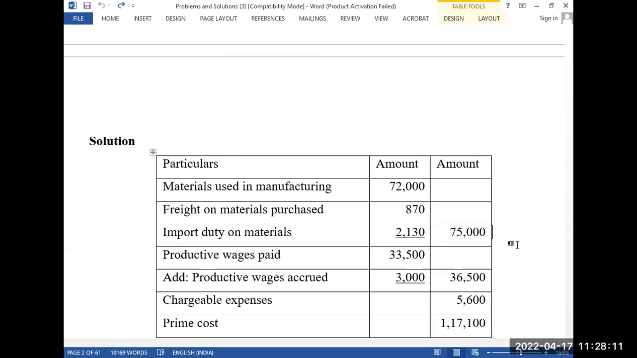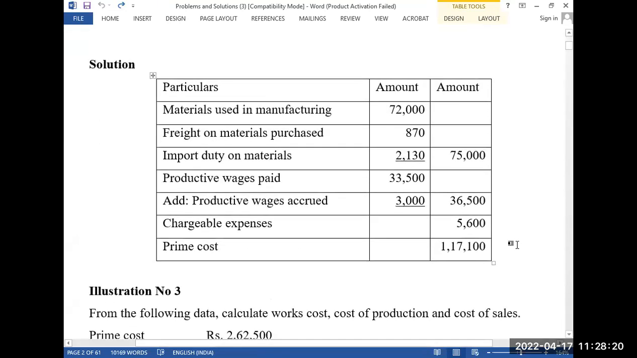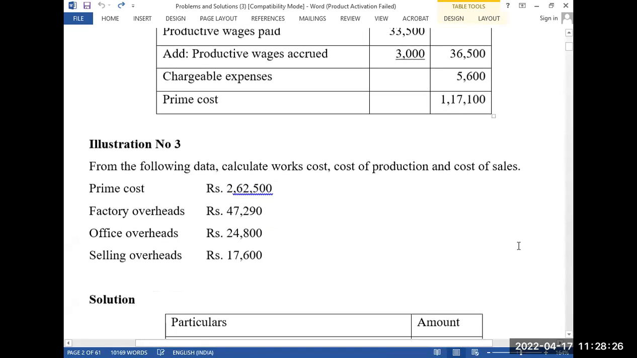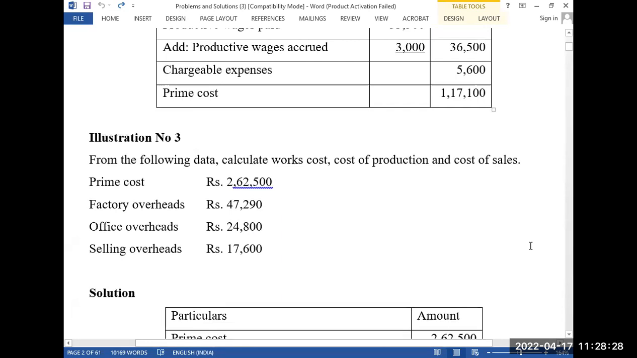So are you all getting this 1,17,100 rupees as the prime cost? Can we move on to the next question? Yeah. Next one small question is there.